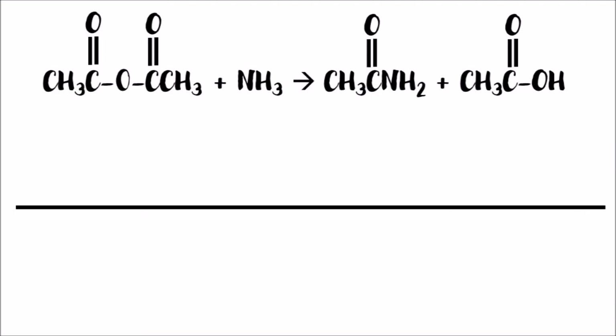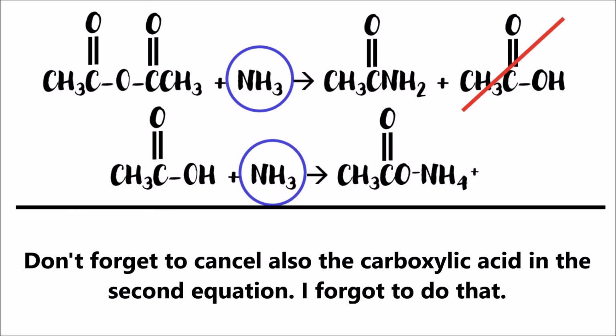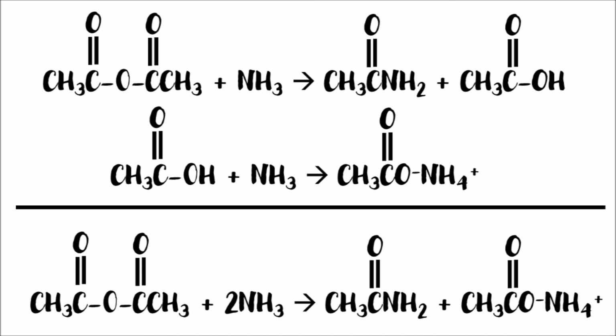2 moles of amine are required, 1 to form the amide and 1 to neutralize the carboxylic acid byproduct. We show the reaction here in 2 steps. First is the formation of the amide and the carboxylic acid byproduct. Second, an acid-base reaction of the carboxylic acid byproduct with the second mole of ammonia to give an ammonium salt. We'll add the ammonia of each equation, and we'll remove the carboxylic acid byproduct. And this is the final result.